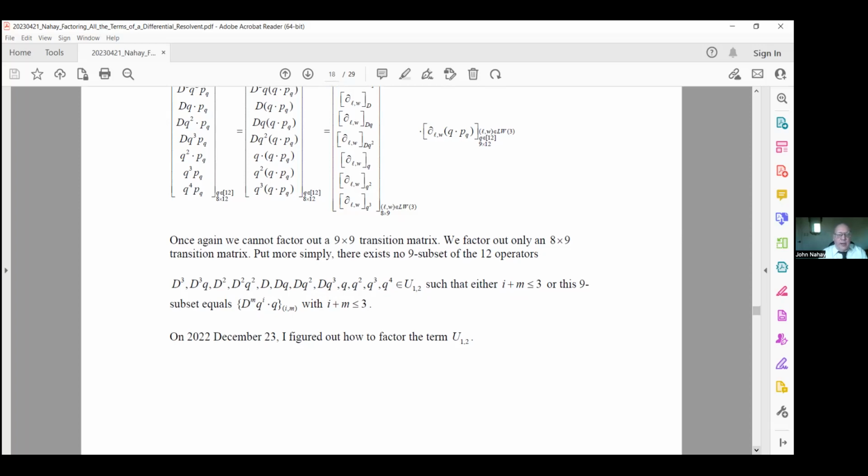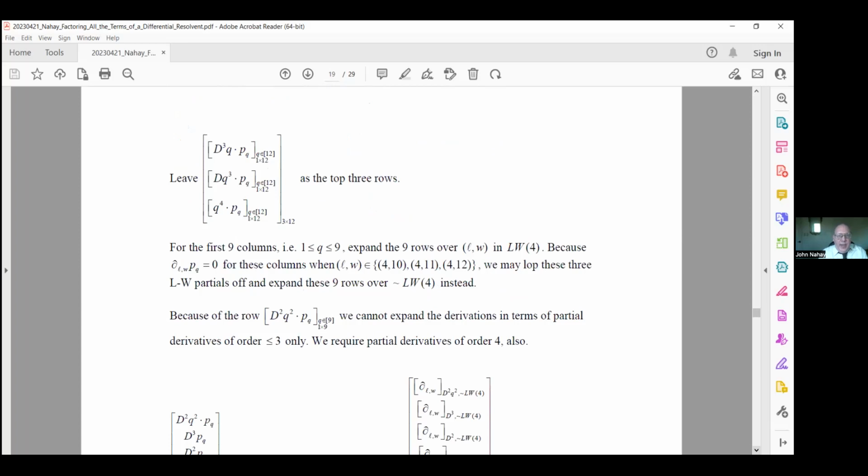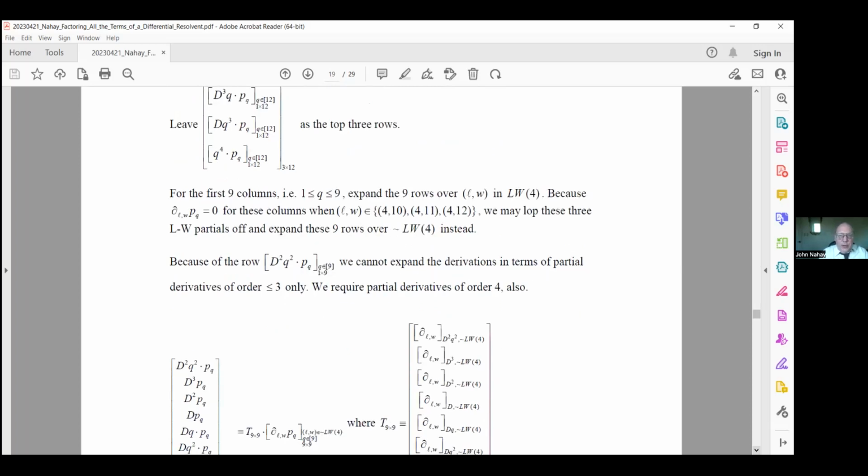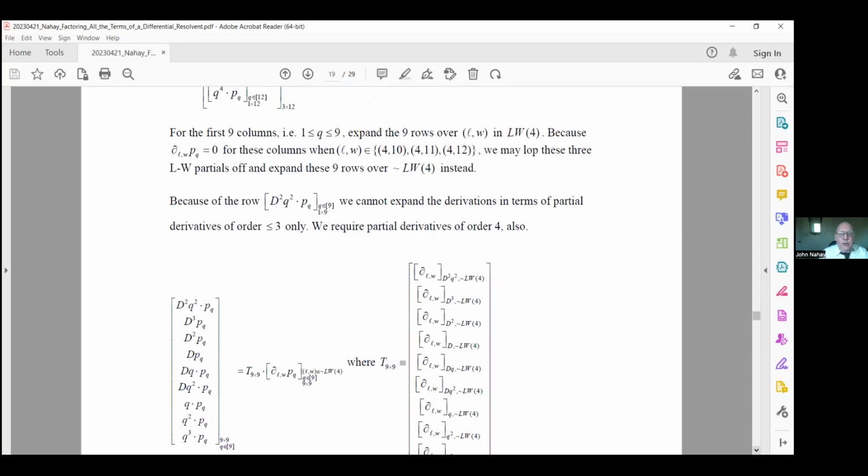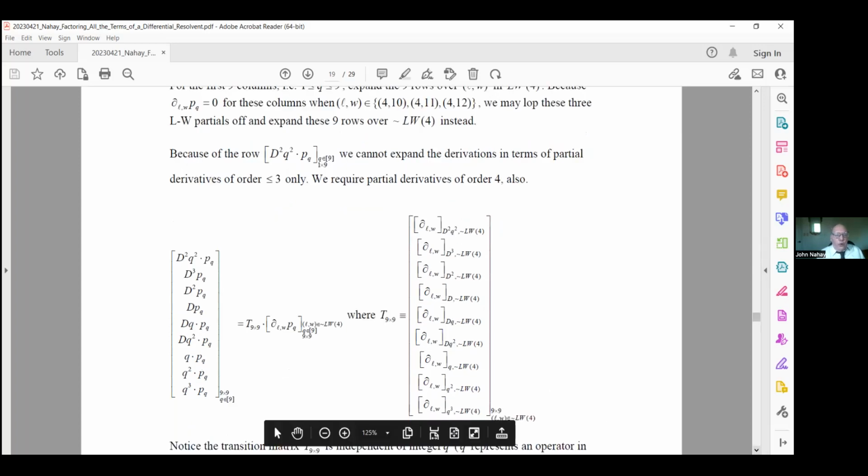And so I finally figured this out in December. You have to add linear combinations of the first 2 through 6 columns to column number 10, to column number 11, to column number 12. So for the first 9 columns, Q between 1 and 9, we cannot expand those derivations in terms of partial derivatives of order less. Right. So you get to the problem where you have D squared, Q squared, PQ rho. That's the problem. We require partial derivatives of order 4 also.